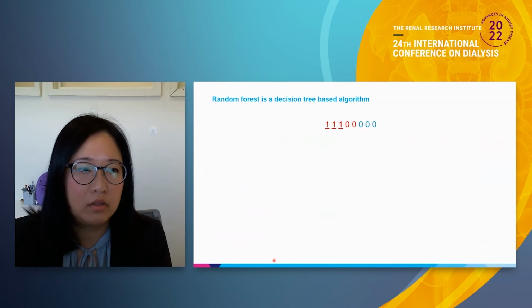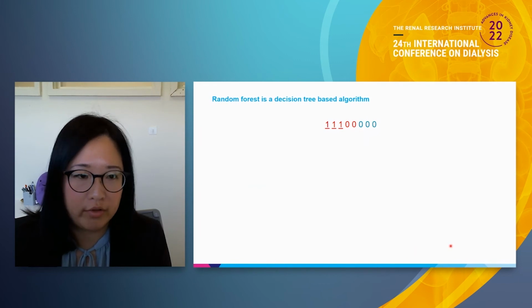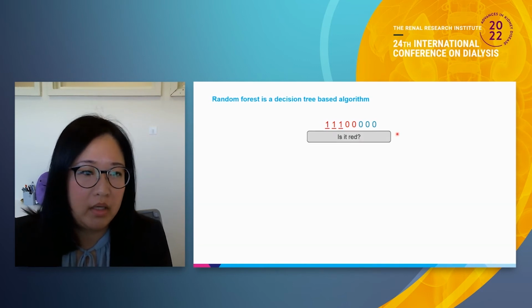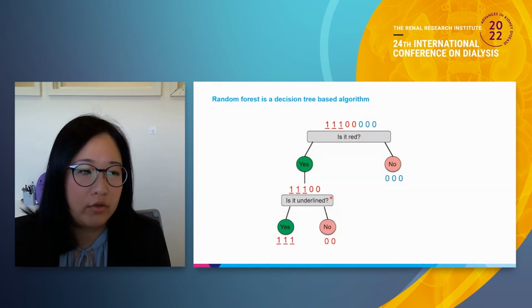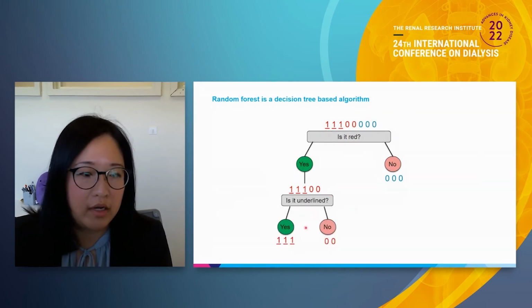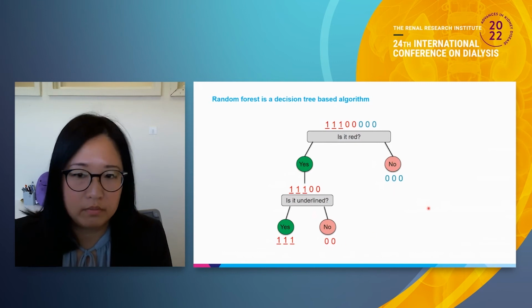The algorithm that was used to develop this model was random forest. Random forest is a decision tree-based algorithm. So how does a decision tree work? Here is an example of potential data that you want to classify. One potential node might be, is it red? Which will then split it already into the blue zeros, and then the ones and zeros here. And then you could further ask, is it underlined? And again, now you have classified all of these different values into groups.